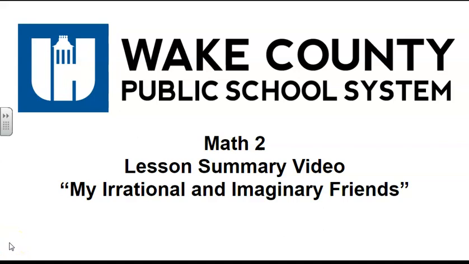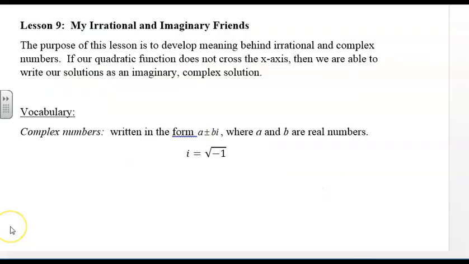This is the Math 2 lesson summary video for the lesson entitled My Irrational and Imaginary Friends. In this lesson, the purpose is to develop meaning behind irrational and complex numbers. Recall that if our quadratic function does not cross the x-axis, then we say that our solutions are imaginary. By the end of this lesson, we are able to write our solutions in what we call complex number form.